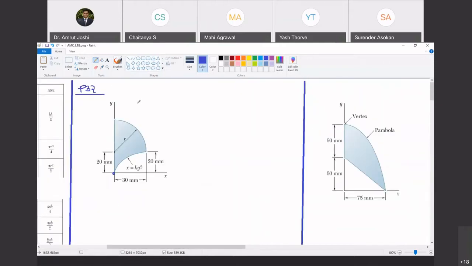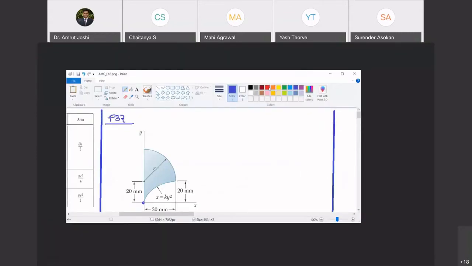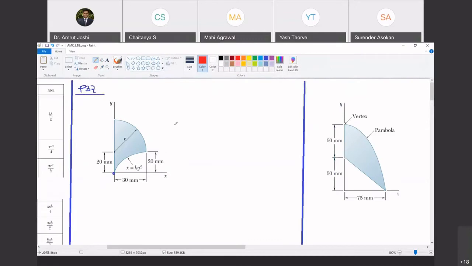Okay. So how do you divide this? How do you split this figure into regular figures whose centroid is a priori known? How do you do that? Chalo. Sir, area of quarter circle minus area of parabola. No, the quarter circle is only up to this. Do you agree with me? Yes, sir. This is quarter circle plus rectangle minus parabola. That is the easiest way. Do you agree with me? Yes, sir.